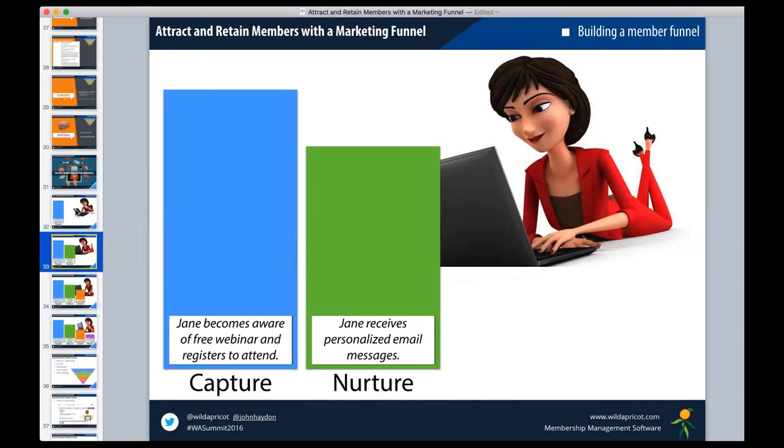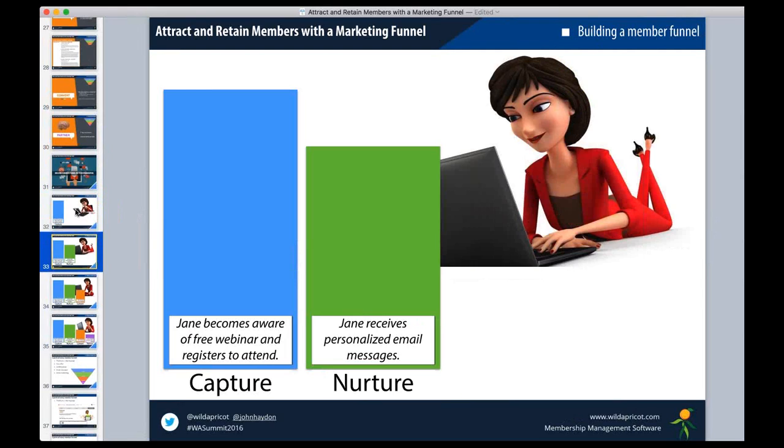She received personalized email messages, and this is what's so powerful today about email marketing tools and tools like Wild Apricot, is that you can send personalized messages based on how people have joined your list. If they sign up for a free webinar and they've been tagged as such in the contact record, then of course they're going to receive an email that says, hey, thanks for signing up for the free webinar. Here's what you're going to get.